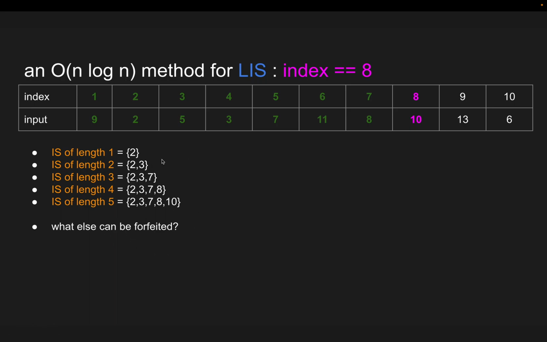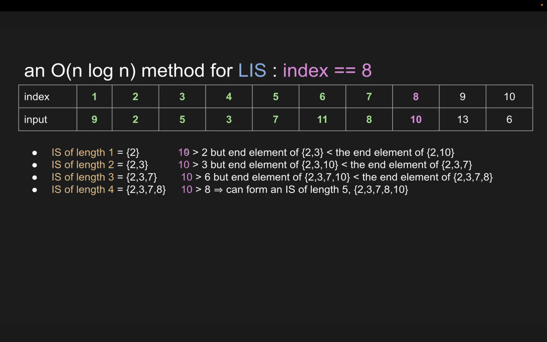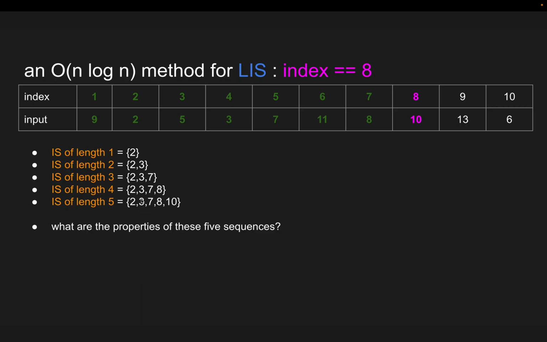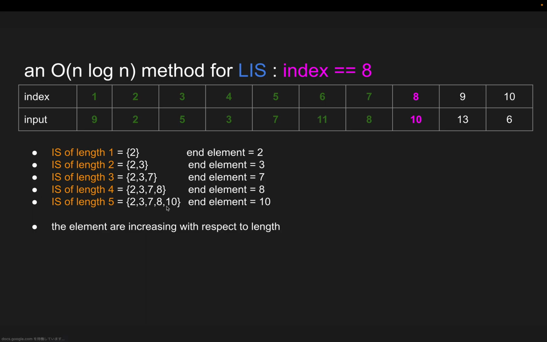So, what else can be dropped or reduced? From this we compare the end element and the newly read character one by one from length 1, length 2, length 3, length 4. But we can observe that in the first three cases, all the newly formed increasing subsequences were dropped because there's a smaller one in the current state, right? So the property is that the end elements of these increasing subsequences are increasing.